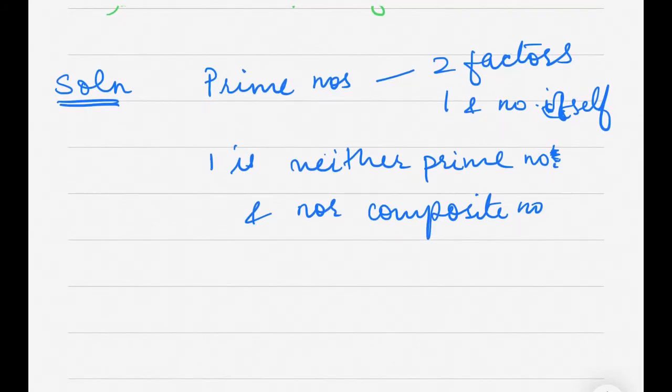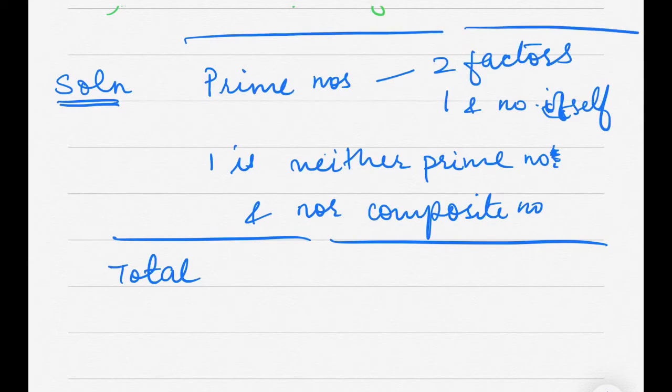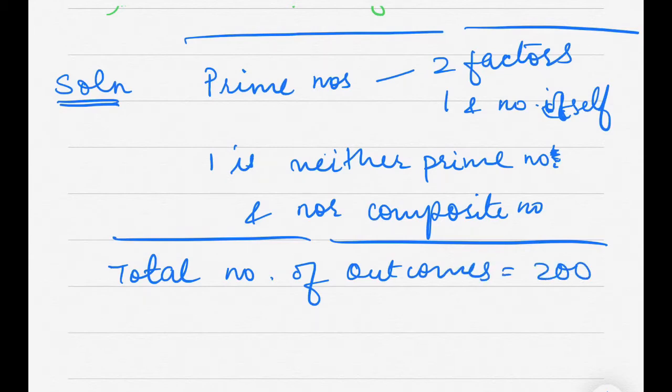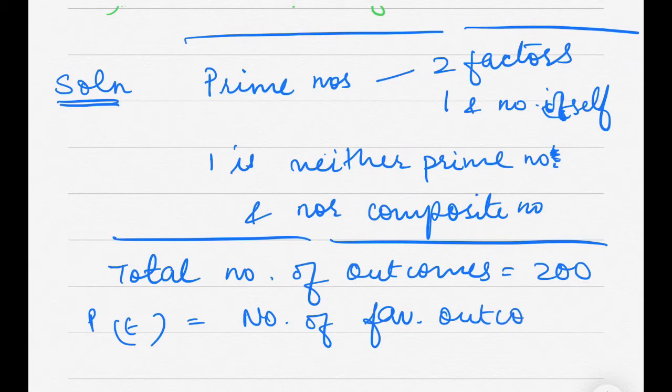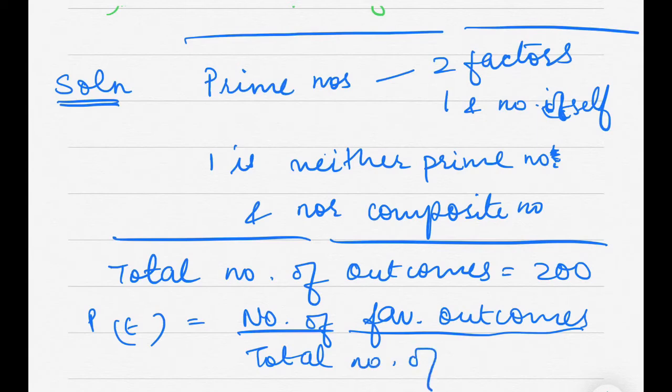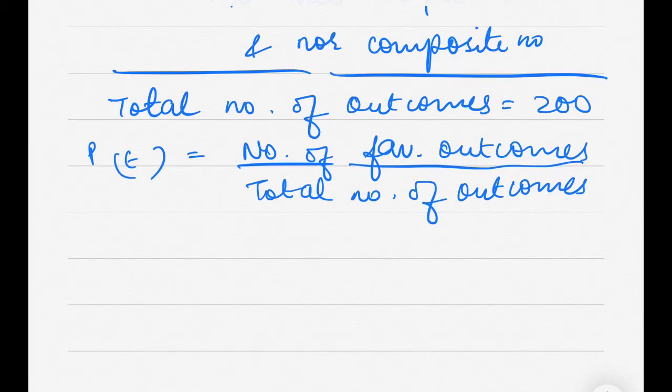So now I think that's clear. Now I'll start doing my questions. This was a part of the explanation for prime numbers. So now, how many are the total number of outcomes? They are 200. And again I need to write down the formula for probability: number of favorable outcomes by total number of outcomes. Okay, so this is fine.